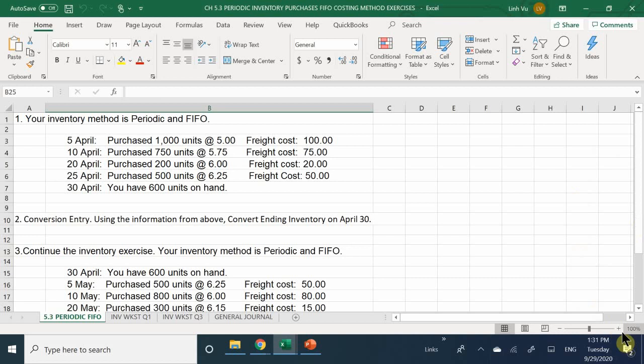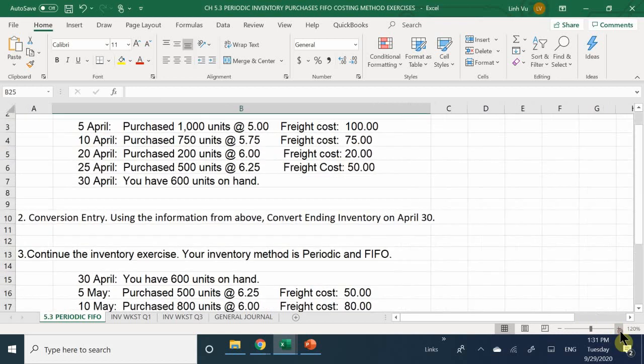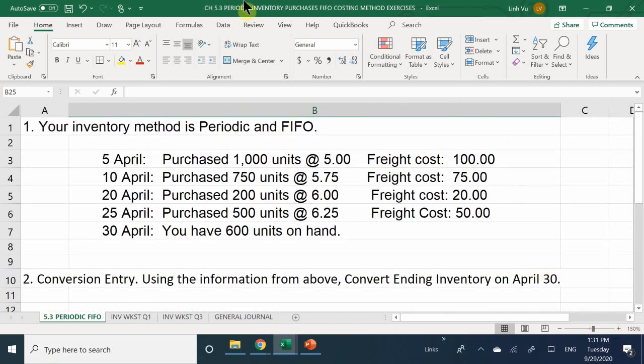What happened on April 5th? Let me make it a little bigger for you guys. What happened on April 5th? Okay, April 5th, we did the purchase of 1,000 units at $5 each with a freight of $100.